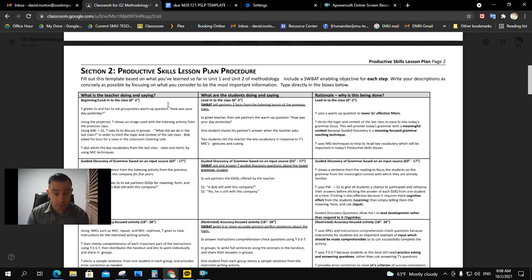I don't know what get the meaning looks like. I don't know what understand looks like. But I know if a student answers 2 comprehension check questions verbally with a partner, that's something I can see. That's something I can hear. That's something I can tick off. I'm not going to do this, but theoretically I could say, oh, this student did it. This student didn't do it.